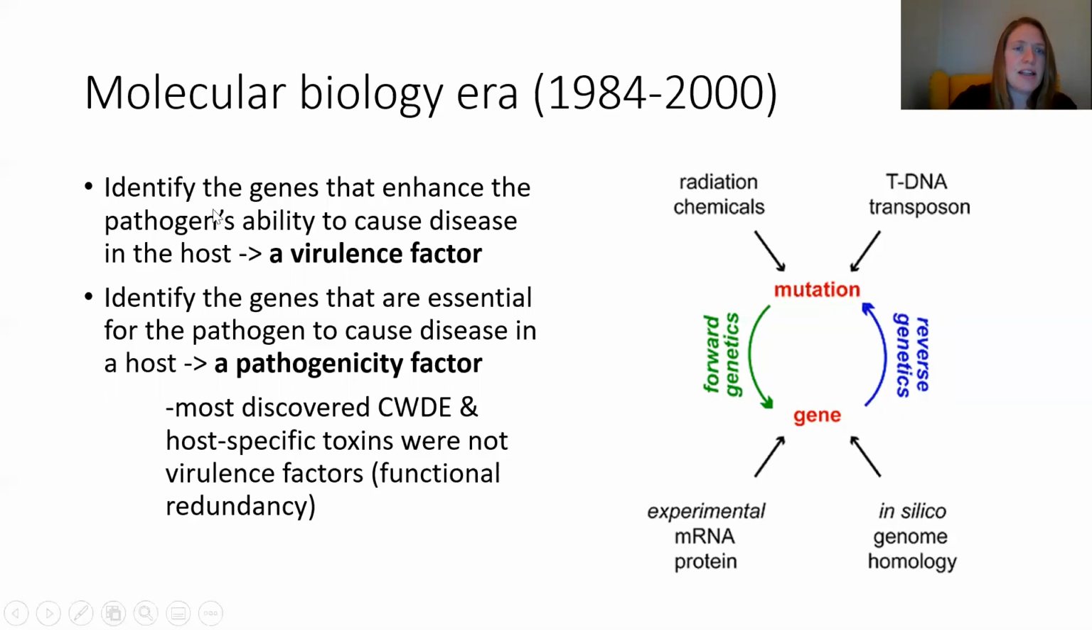So interestingly, the genes we discovered in this era as being virulence factors or pathogenicity factors were not the same genes that we identified in the previous era, the cell wall degrading enzymes, host-specific toxins, likely because there are so many functionally redundant versions of these types of compounds that knocking one down or getting rid of one gene doesn't actually show you a big difference.